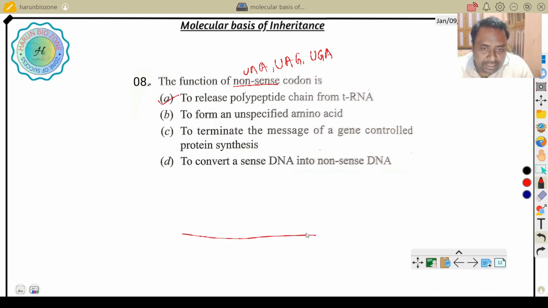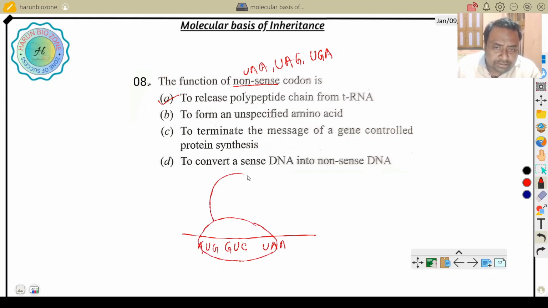When translation occurs, this is the mRNA. Suppose this is the start codon AUG, then GUC, and here one stop codon is present. Suppose this is the small subunit of the ribosome and this is the large subunit of the ribosome. The polypeptide chain is produced here, but this stop codon does not bear the code of an amino acid. So when the ribosome reaches, or the A site reaches the UAA region, there is no amino acid, so no tRNA binds. So in this place the polypeptide chain is detached and the parts of the translation machinery are detached from each other. So translation is stopped. So to release the polypeptide chain from the tRNA, this is the right option.